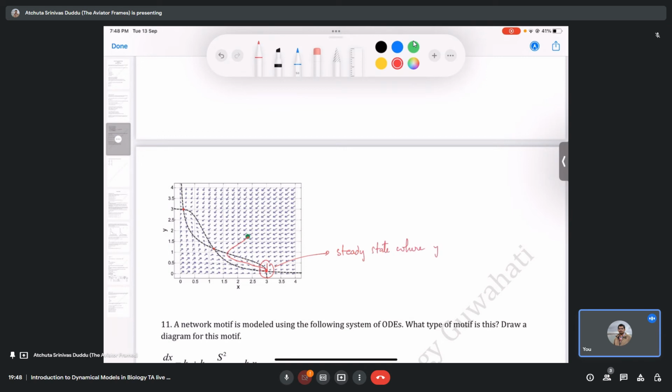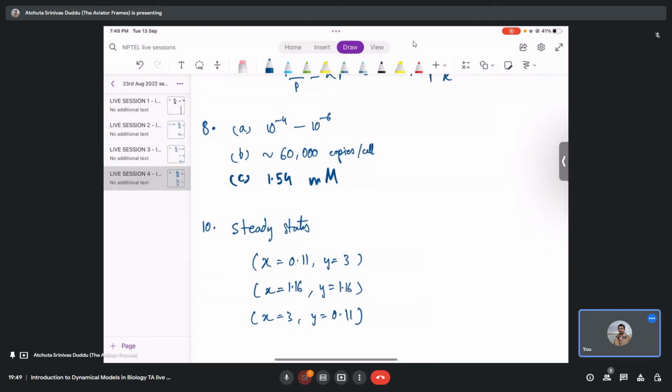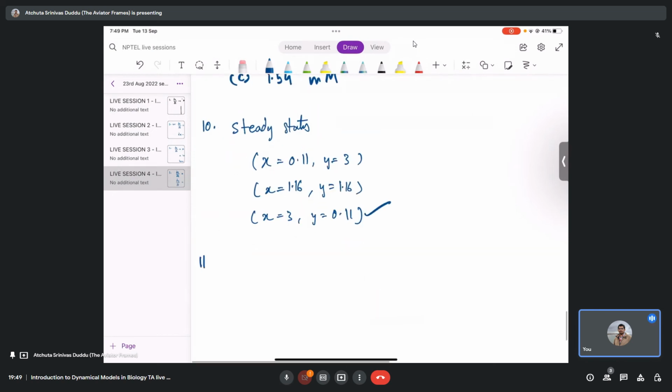Where you end up if you start at the green dot. Right, now what is this value? That would be x equal to 3 and y equal to 0.11. Right, that is the steady state you'll be ending up in. So this one. Right.